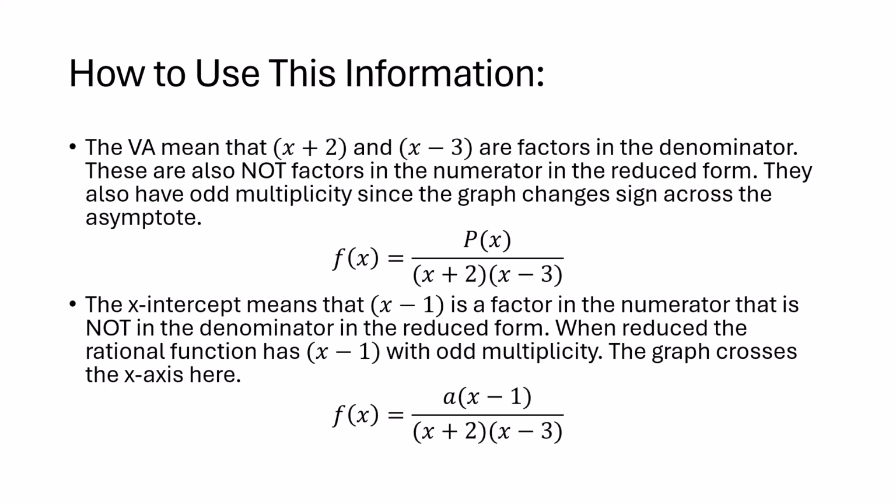in the reduced form. For all three of these, we are actually using the factor theorem and the graphical interpretations of such behaviors. Now, when reduced, the rational function will have x minus 1 with odd multiplicity because the graph crosses the x-axis here. So right now, my template is going to be some value a, which we're going to figure out in just a second, times x minus 1, and then all of that is going to be divided by x plus 2 times x minus 3.